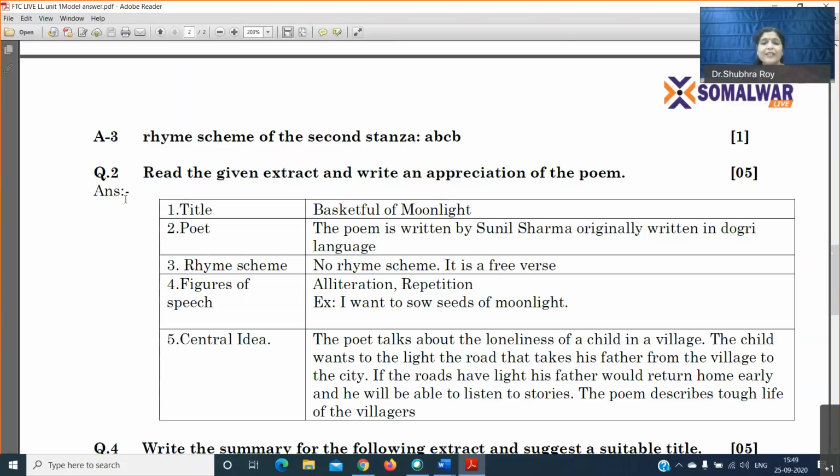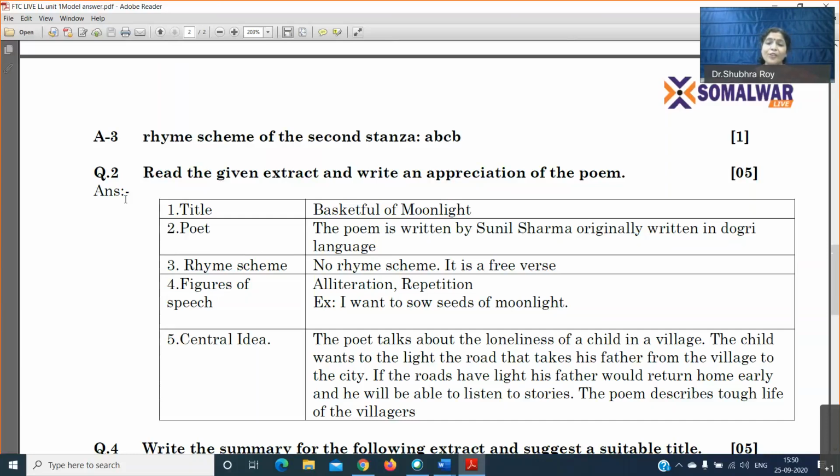And then the central idea carries 2 marks. So the central idea cannot be written in 1 line. It has to be some 2-3 sentences. So the poet talks about the loneliness of a child in a village. The child wants to light the road that takes his father from the village to the city. If the roads have light, his father would return home early and he will be able to listen to stories. The poem describes the tough life of the villagers.